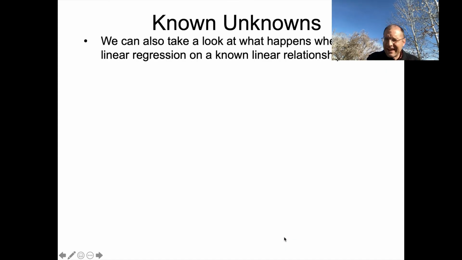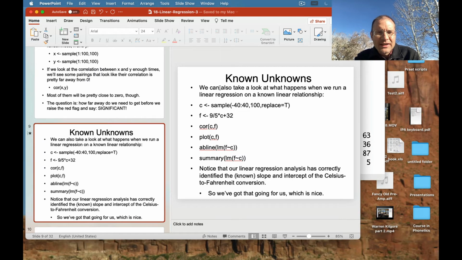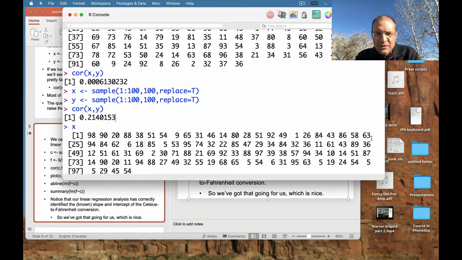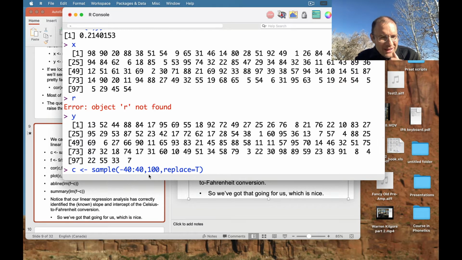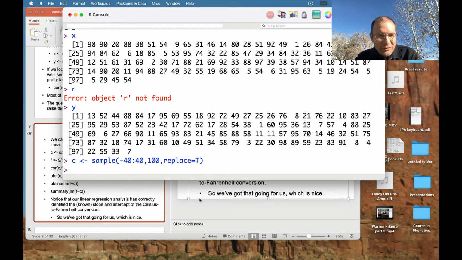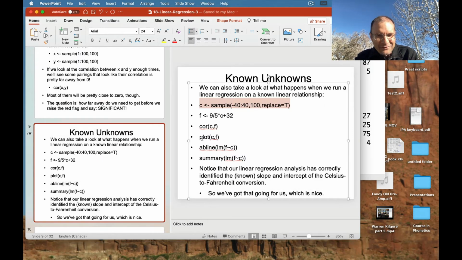Before I walk you through the rest of that answer, which I have answered before in the how-to video, I also wanted to take some time to look at what happens when we run a linear regression on a known linear relationship, so we can see how that differs from the R equals 0 case. This is a case where we'd expect a perfect correlation between two variables, and we'll call those two variables not X and Y, but Celsius and Fahrenheit, or for short, C and F.